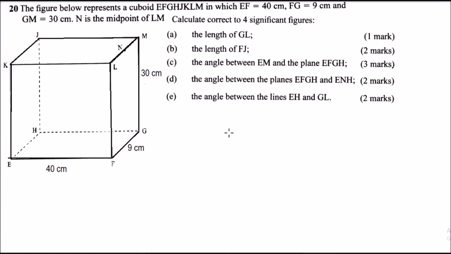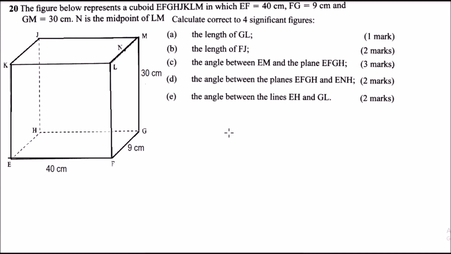Question number 20, we are told the figure below represents a cuboid EFGHJKLM, in which EF is 40 centimeter, FG is equal to 9 centimeter, and GM is equal to 30 centimeter. N is the midpoint of LM, so we have N there. Calculate correct to 4 significant figures the length of GL.